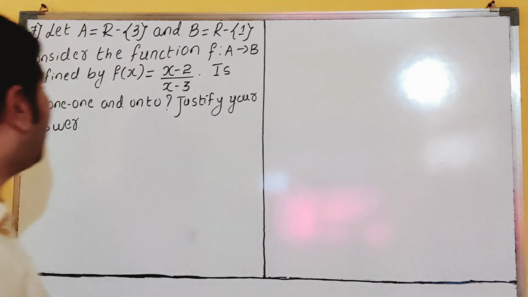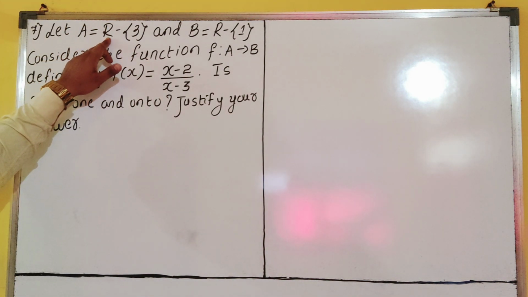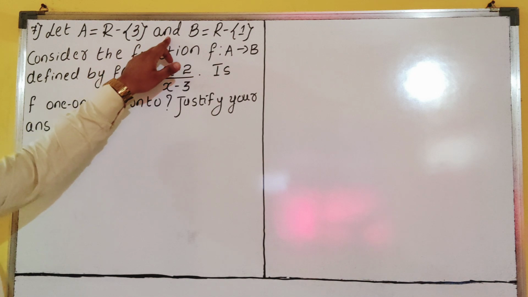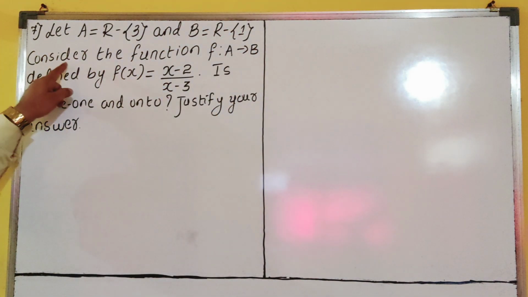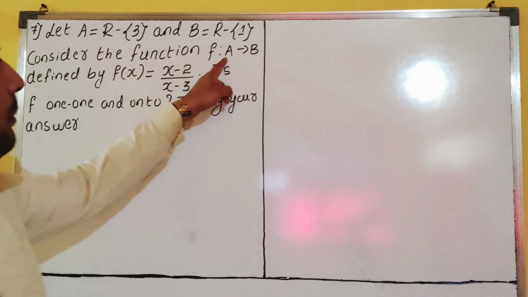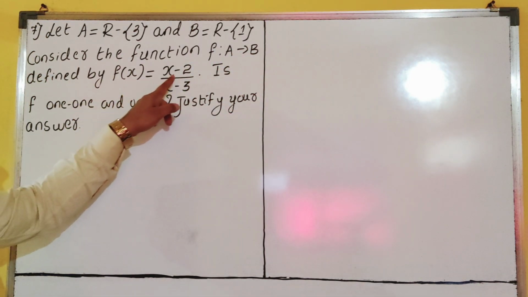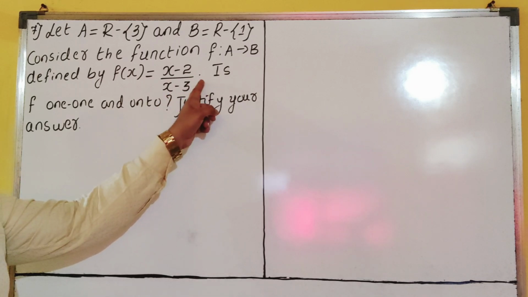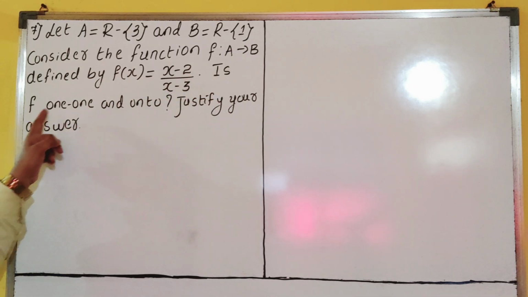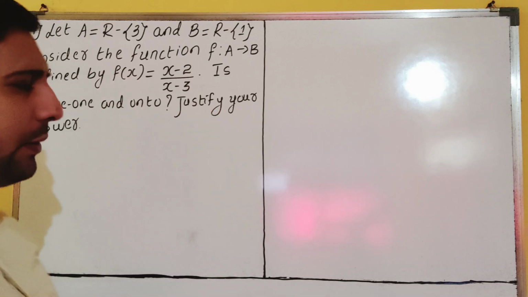So let us see the question they had asked. Let A be equal to R minus 3 and B be equal to R minus 1. Consider the function f from A to B defined by f of x is equal to x minus 2 divided by x minus 3. Is f one-one and onto? Justify your answer, dear students.